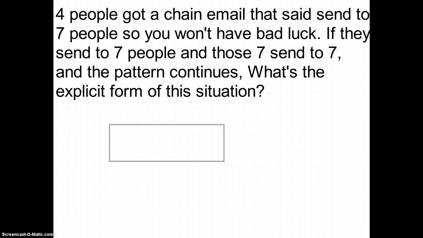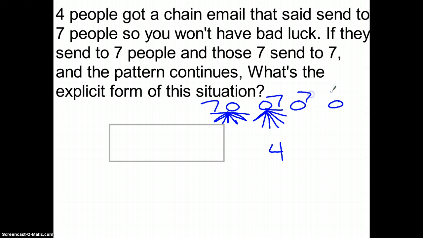4 people got a chain email that said send to 7 people, so you won't have that luck. If they send to 7 and those sent to 7 each, then it's 4 people. They each sent to 7. And so it's starting with 4 people. And then if each of these sent to 7, then there's 7, 7, 7, 7, which would be 28. And then those 28 sent to each 7 people. And so what it's doing here is it's actually multiplying by 7, so times 7 again.